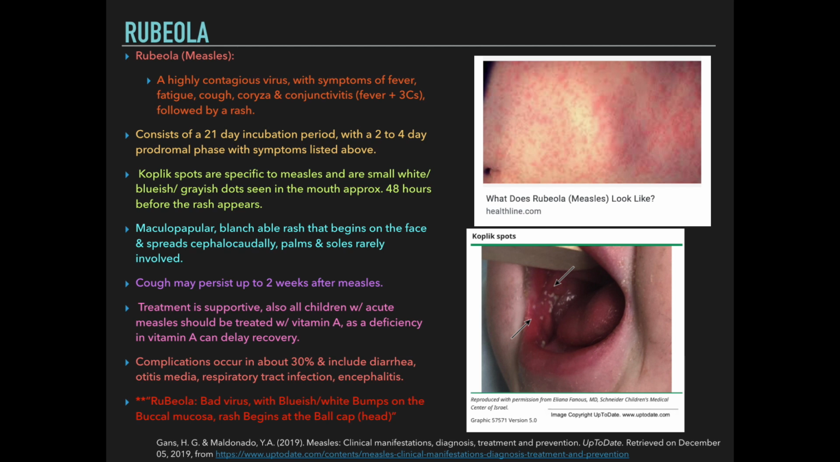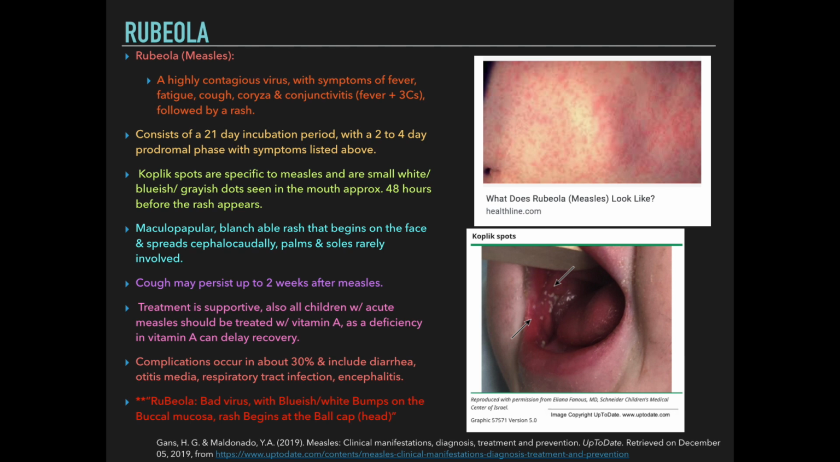So this is a highly contagious virus, and this has symptoms like fever, fatigue, cough, coryza, conjunctivitis. And so what you need to remember is fever and the 3 C's. Fever and then cough, coryza, and conjunctivitis, that right there, followed by a rash, will give you the answer of measles or RUBEOLA.